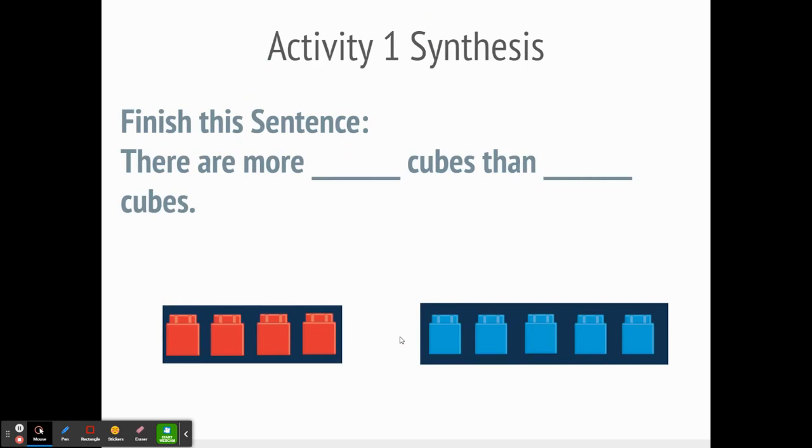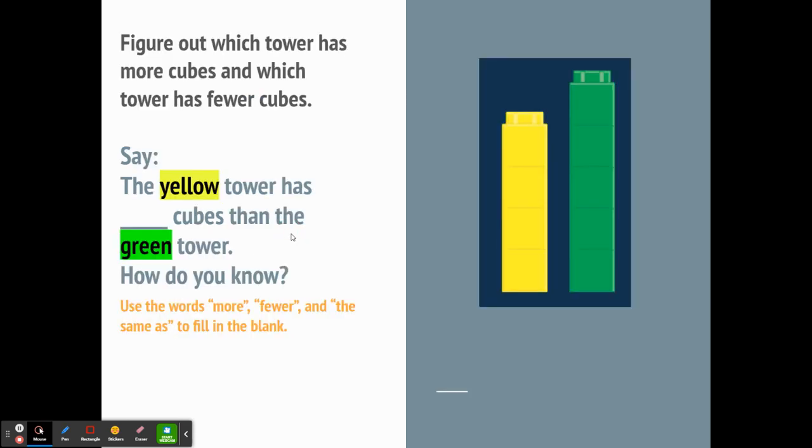And then you want to have them finish up with a sentence starter saying there are more blank cubes than blank cubes. So this one the kids would say there are more blue cubes than red cubes. And then you would talk about how do they know and why.